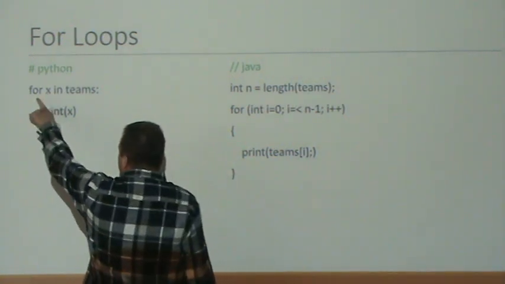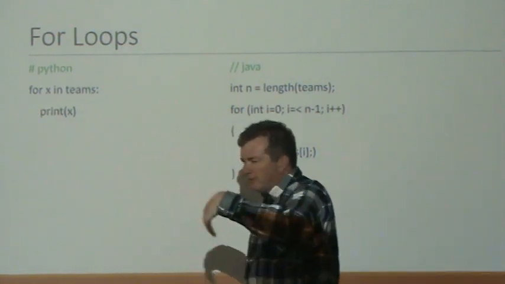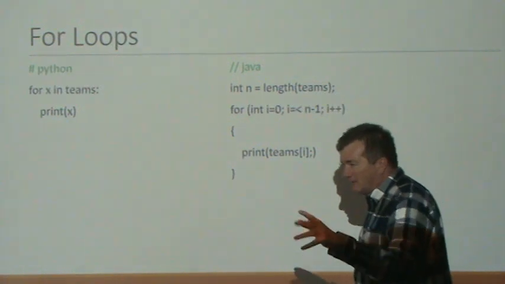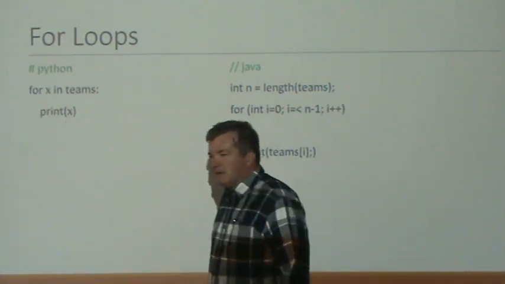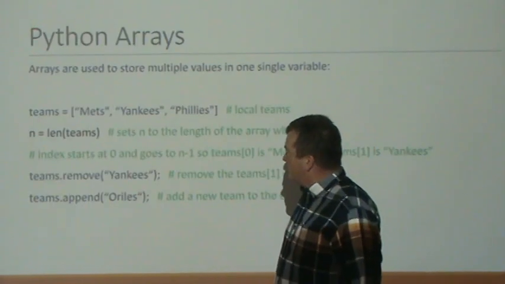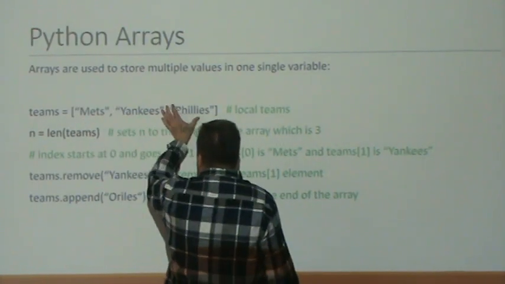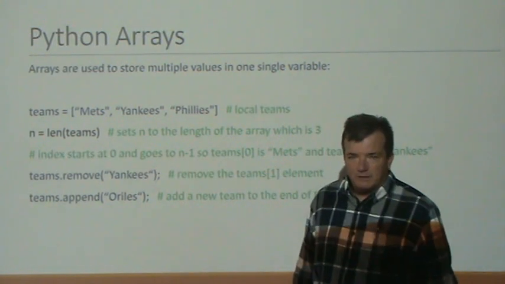In Python, you could say for, give a variable. The variable could be an integer, float. You don't have to declare the type. For x in teams, print x. It'll print out all the teams. So that would print out the Mets, the Yankees, and the Phillies. Print out all the teams. That's great.